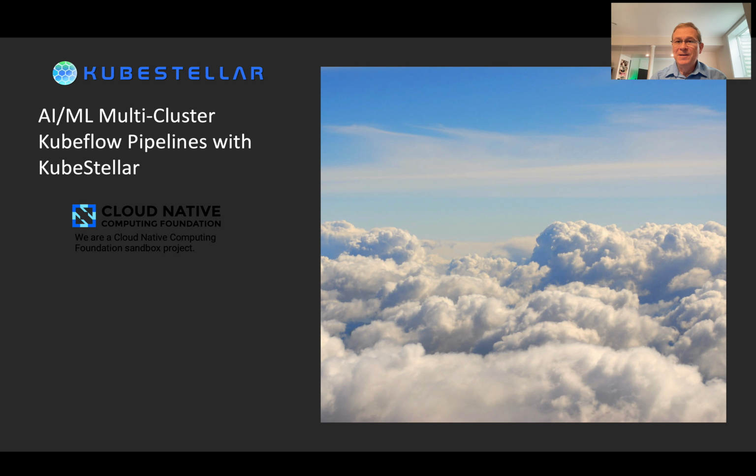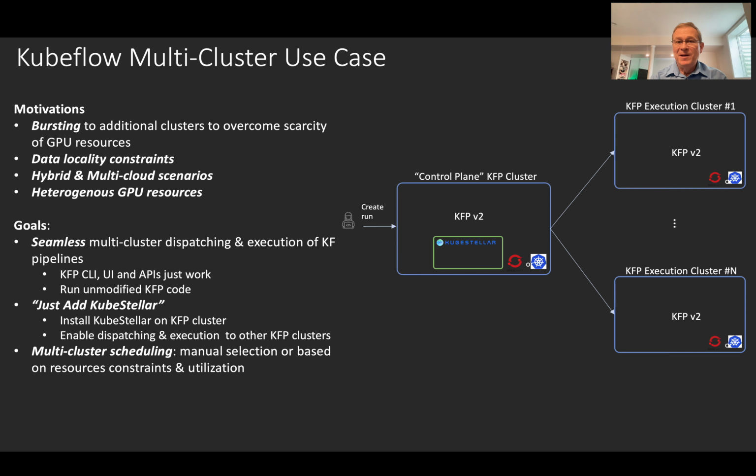KubeFlow pipelines is a platform for deploying, managing, and scaling machine learning workflows on Kubernetes. Typically, machine learning workflows are run on a single Kubernetes cluster in KubeFlow. However, I'm going to talk about the use case where you want to run these KubeFlow pipelines on multiple clusters.